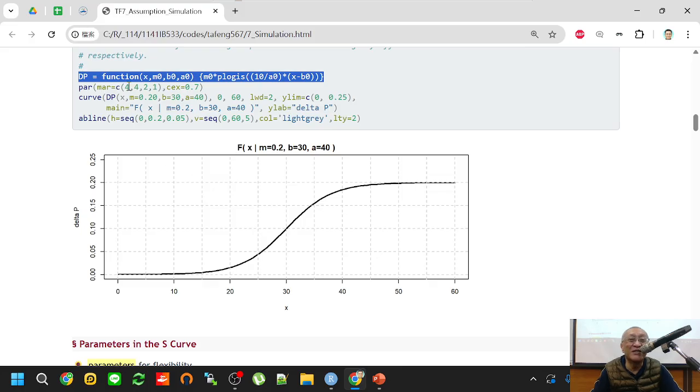As you can see, if we set MBA to 20, 30, and 40, M is the height, so this is 20%. B is the middle point of the rising curve, and we set it at 30. And A is the width. The width is 40, so the rising slope starts from 10 and ends at 15. If you change MBA, you will have a different curve, and the cost effectiveness of the instrument will change when you do this adjustment.